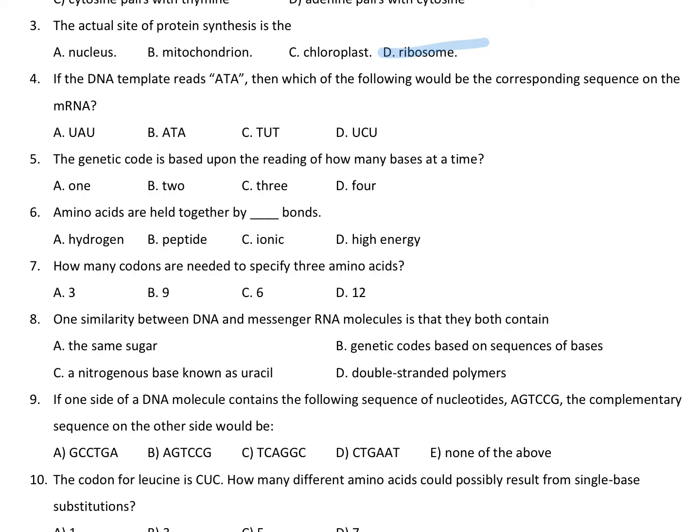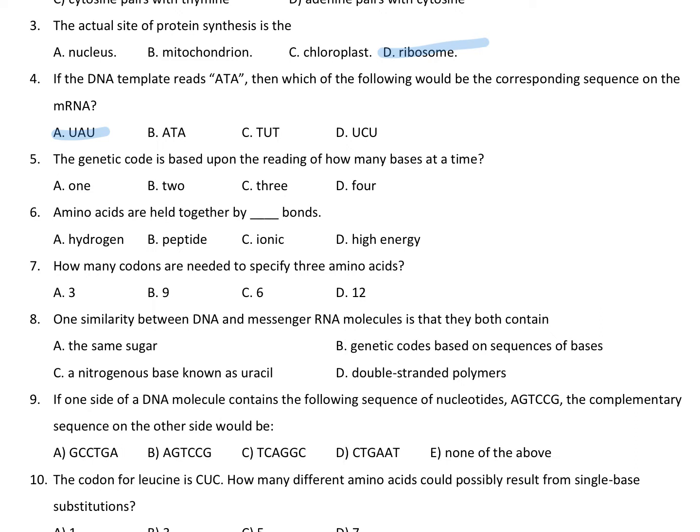All right, now if the DNA template reads ATA, and then we see that we need mRNA, this is transcription. Remember to make note of that, and that means that the A's are going to pair up with U's, T with U.